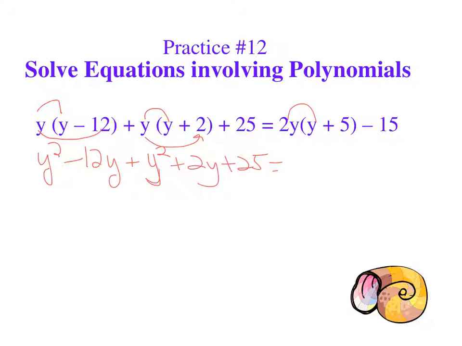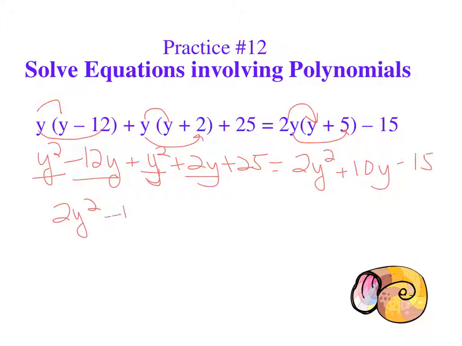Alright, now we distribute on the other side. 2y times y is 2y squared. 2y times 5 is 10y, and then we have a minus 15 at the end. Alright, combining our like terms, y squared and negative 2y squared, and then negative 12y and 2y, negative 10y, and we got a 25. And over here we got 2y squared plus 10y minus 15.